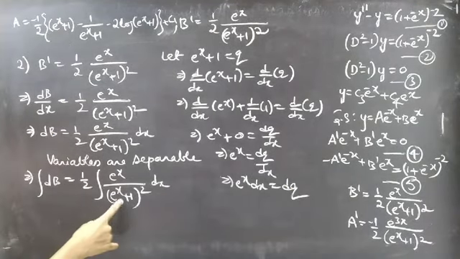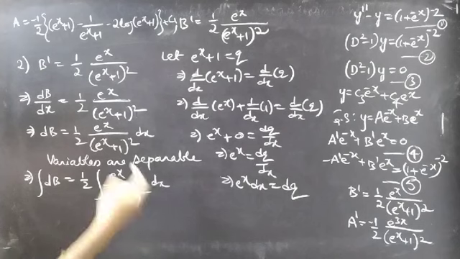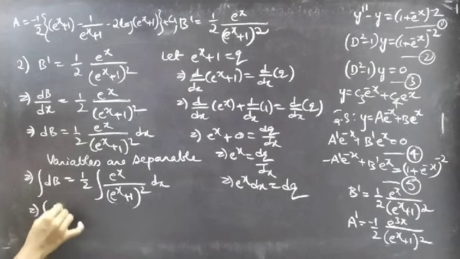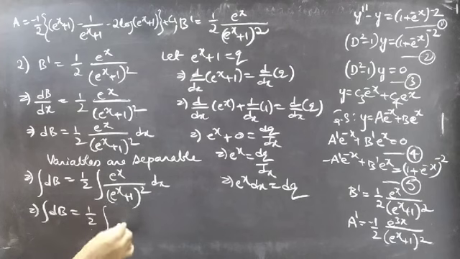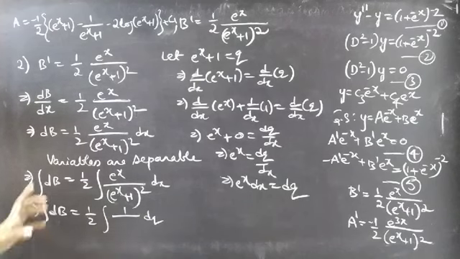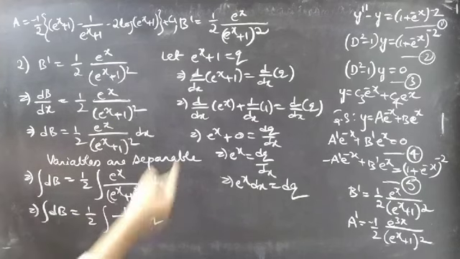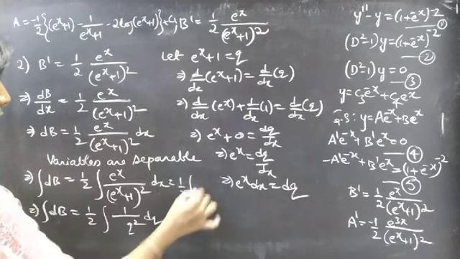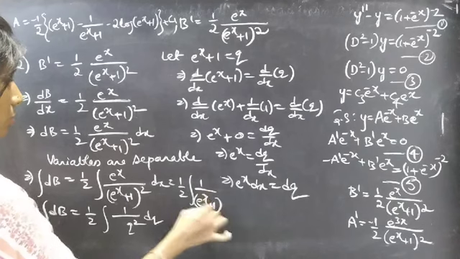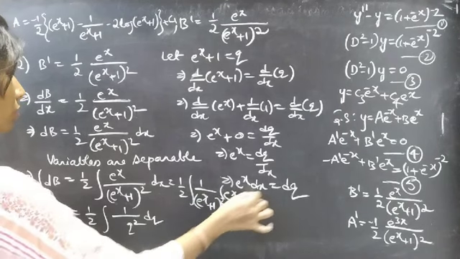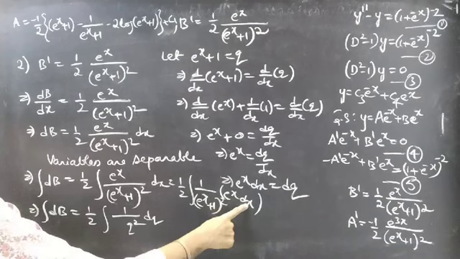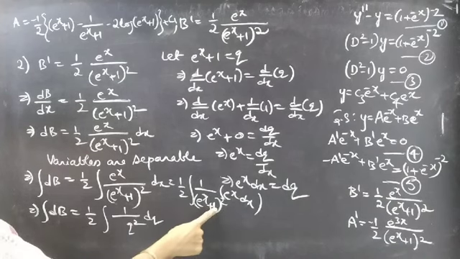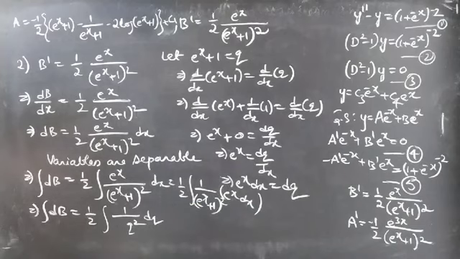Now just replace e power x plus 1 with q, and e power x dx can be replaced by dq. Then we'll get integral dB equal to 1 by 2 integral of 1 by q square dq, or you can just write this as 1 by (e power x plus 1) whole square into e power x dx, okay? We have just replaced e power x dx with dq, and e power x plus 1 is replaced by q, right?